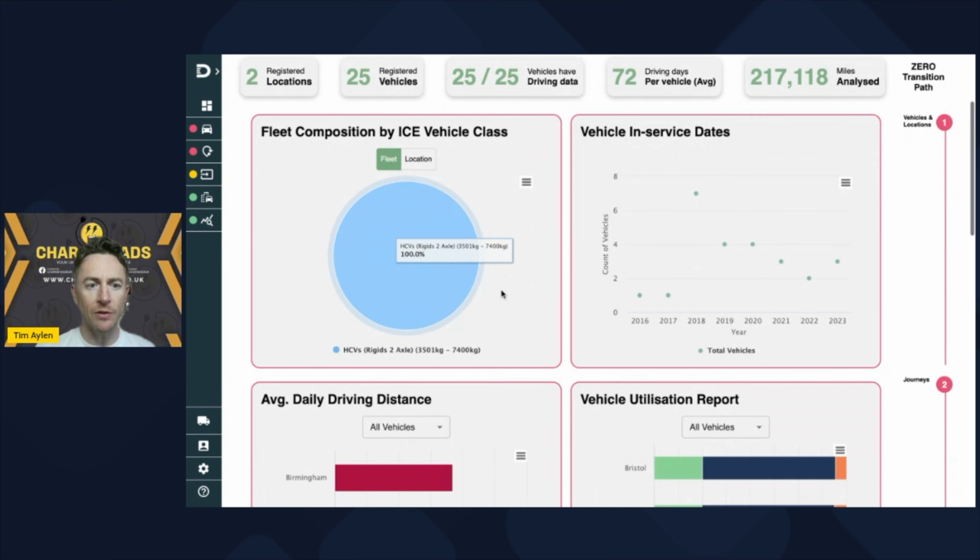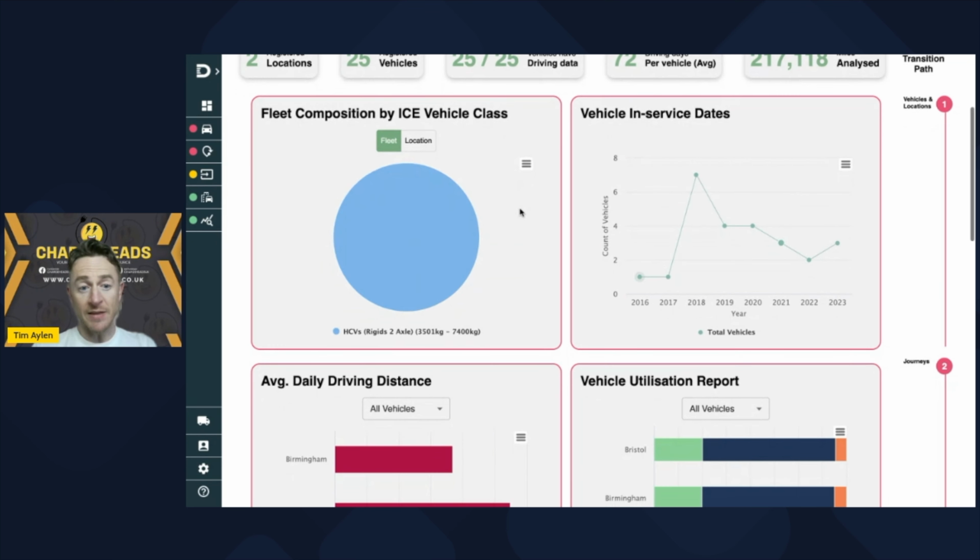So what we've got here is the fleet composition, which basically means this can deal with not just one type of vehicle, but a mixed fleet. So not just vans, but vans, HGVs, tippers, cars, all the different types of vehicles. In this case, it's only one type of vehicle, so we're keeping it simple.